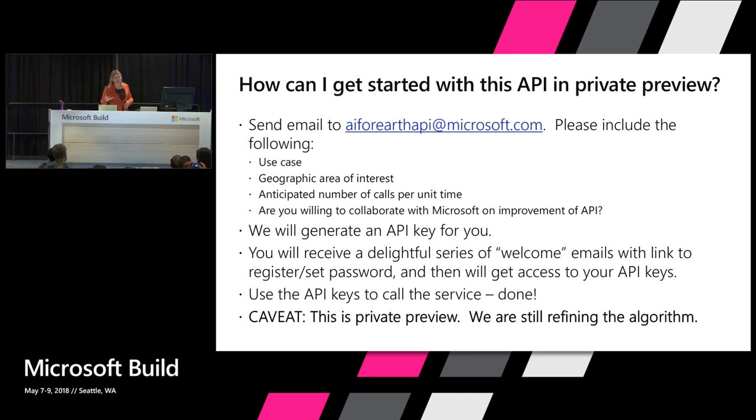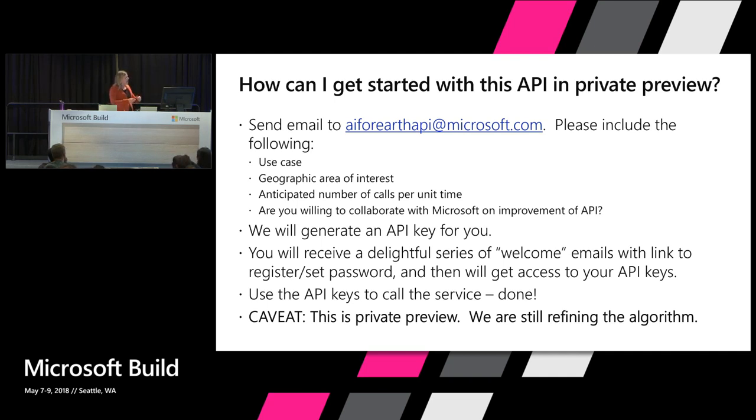If you are interested in using the land cover mapping APIs, please send email to us, the AI for Earth API address at Microsoft.com. You don't have to spend a ton of time on this, but just tell us a little bit about your use case. Which geographic area are you interested in? Like where are you going to be doing the training data, or where do you want to be able to execute the training? What area on the Earth? What your anticipated load is, how many calls per second. And then if you're willing to work with us, one of the things in private preview is it's nice to get feedback on, hey, this is good, this is not so good, just to help us improve our service.